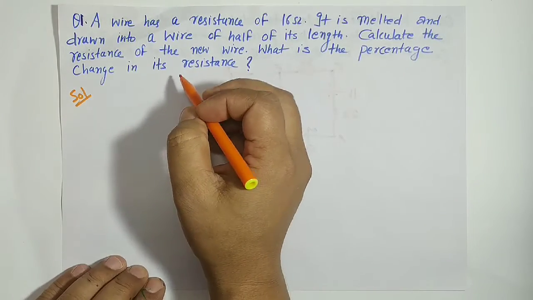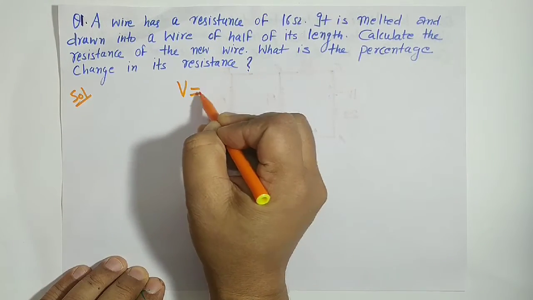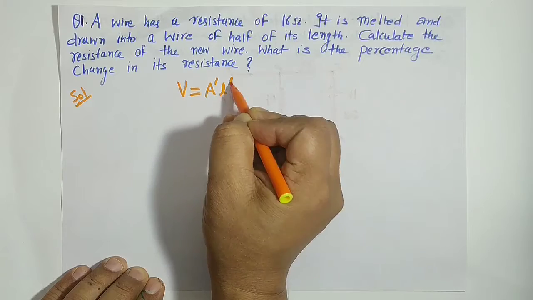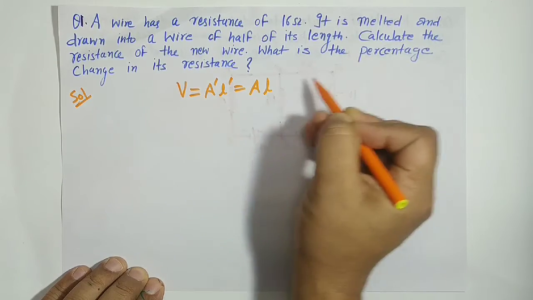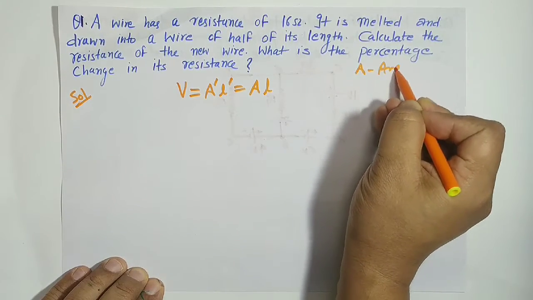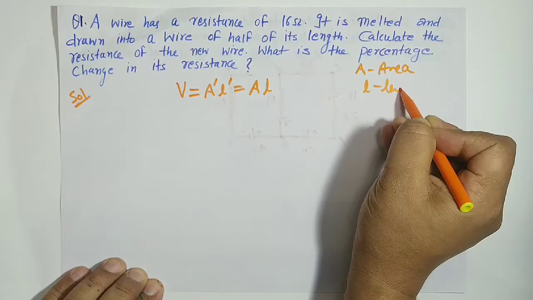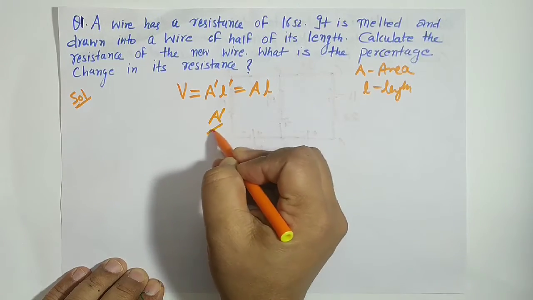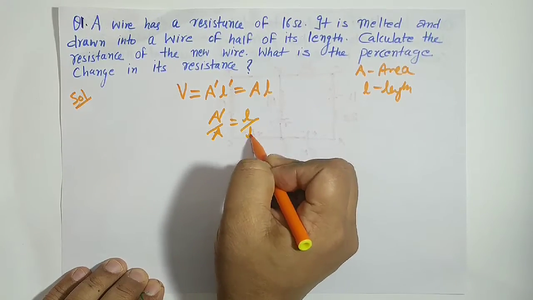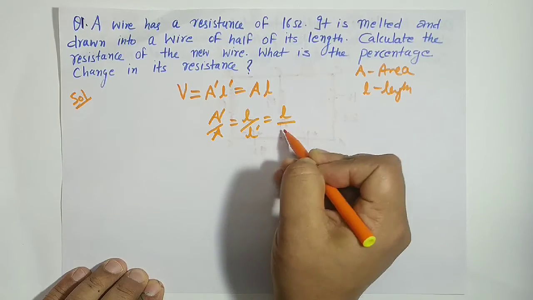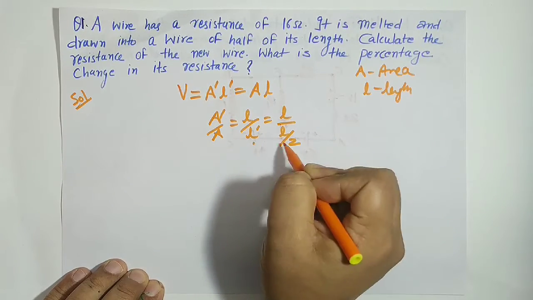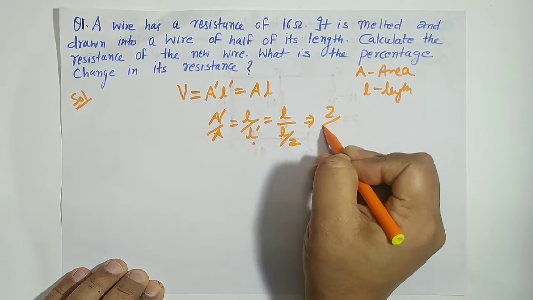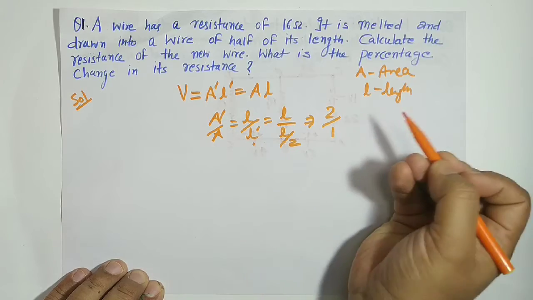Now we know that the volume is the same. So what is volume? A dash L dash will be what? A into L. What is A? Area of cross section. What is L? The length. So very simple. We can write A dash by A equal to what? L by L dash. Now what is L dash? It is actually L by 2. This is the point. So A dash by A becomes 2 by 1. Got it?